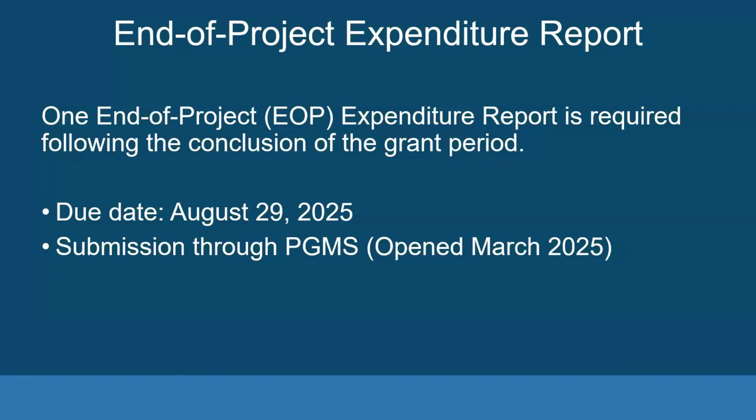The end of project expenditure report is required at the end of the grant period. We know we're coming up on the end of both grant periods at the end of June. Once the grant period closes, you then have 60 days to finish your report. So both reports, whether it's for the 2-year or 1-year grant, are due on August 29th of this year. And for the 1-year grant, the 24-25, this will be submitted through PGMS. We opened this up for you back in March, just to give you ample time.